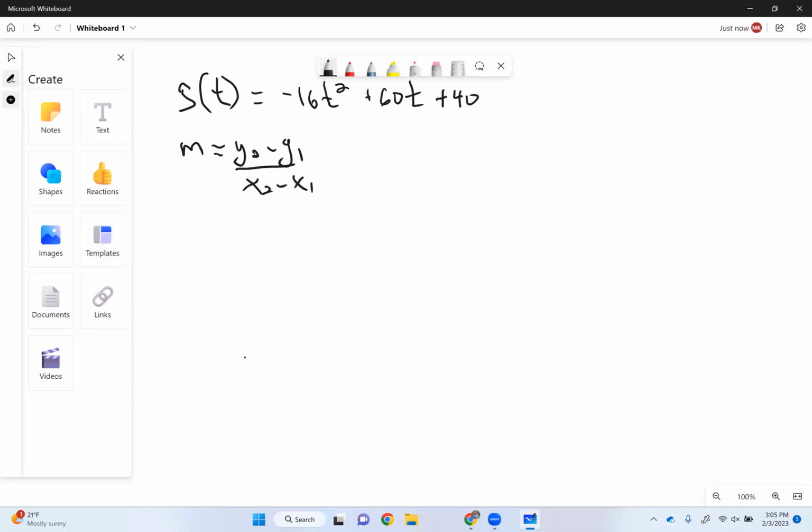Now, suppose we wanted to find s of 1. s of 1 is going to equal negative 16 plus 60 plus 40. 60 plus 40 is 100. Minus 16 is 84.